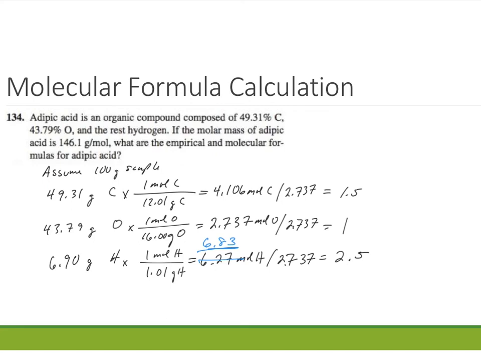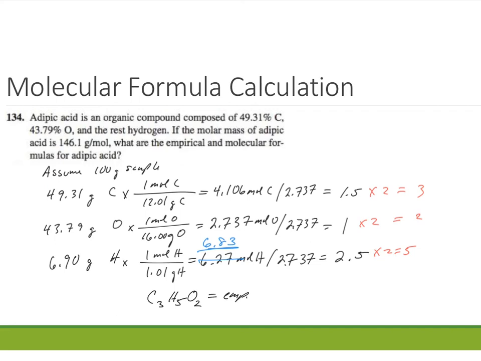Now, these are not whole number ratios, so we need to multiply these by a number that will turn it into a whole number ratio. So I'm going to multiply everything by 2. So 1.5 times 2 gives me 3. 1 times 2 is 2, and 2.5 times 2 is 5. So my empirical formula is going to be C3H5O2. That's my empirical formula.